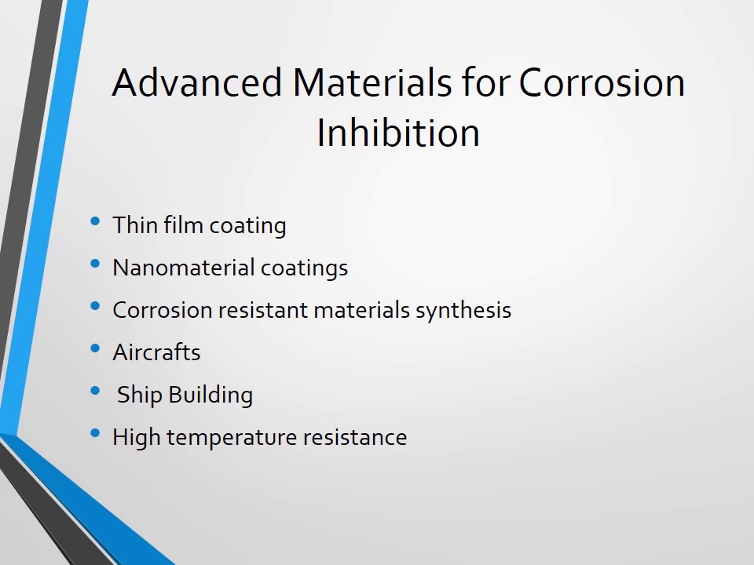So the topic was about advanced materials and their properties. In our next part we will discuss how advanced materials help in doing all these ways to prevent corrosion. And what do these advanced materials do? They form thin film coatings, and these include nanomaterial coatings, which are very helpful in certain cases. That includes aircraft and shipbuilding, because ships are all the time exposed to water, moisture and oxygen. That's why they easily get corroded.